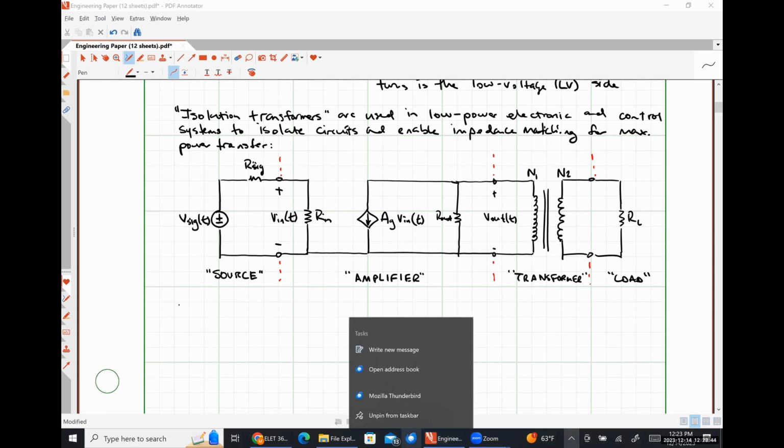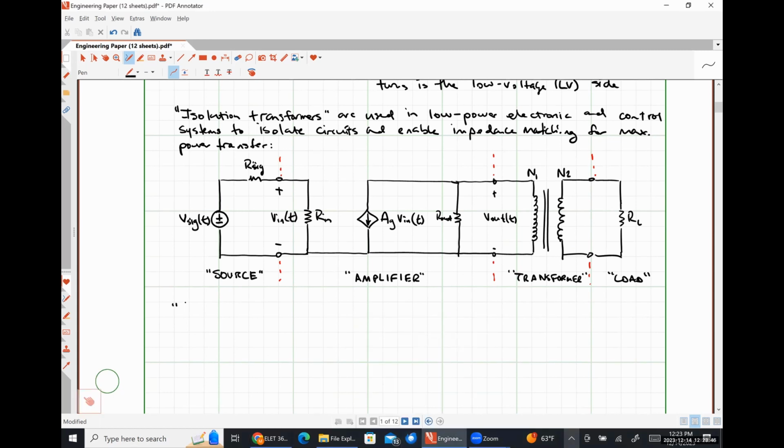Instrument transformers are another application. So instrument transformers are used to measure voltages and currents in an AC system.